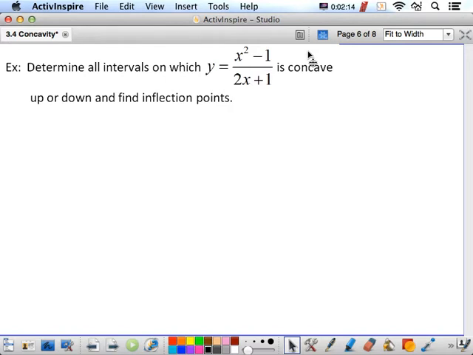So for this example, we have to do the quotient rule twice. So we do it the first time, and here's what I came up with. Y prime equals 2x squared plus 2x plus 2 all over 2x plus 1 squared. And you could have factored a 2 out, but it didn't do me any good, and I didn't want to leave it factored out for the second derivative, so I just put it back in. Is everyone okay with the first derivative?